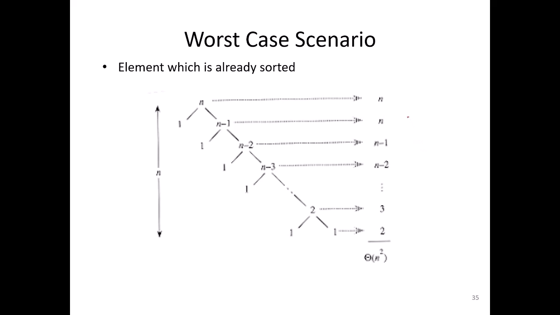When you accumulate these comparisons, 2 plus 3 plus 4 plus 5 up to n, it looks like a sum of natural numbers. When you apply the sum of natural numbers concept in this scenario, you get the number of comparisons as n into n minus 1 by 2, which is approximately order of n squared. So in the worst case, the running time will be order of n squared only.